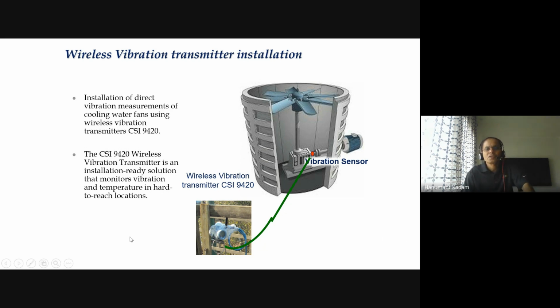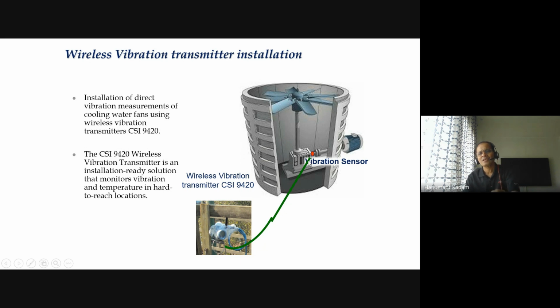Hello. So here is the installation of direct vibration measurement of cooling water fans using a wireless vibration transmitter. See, CSI and all these model numbers of immersion product. You forget about this. We are talking about the transmitter here, but this is what you look at as an immersion transmitter basically. But Honeywell has, Siemens has, many companies have. You can choose according to your own budget and requirements also. So this CSI 9420 wireless vibration transmitter is easy to install.